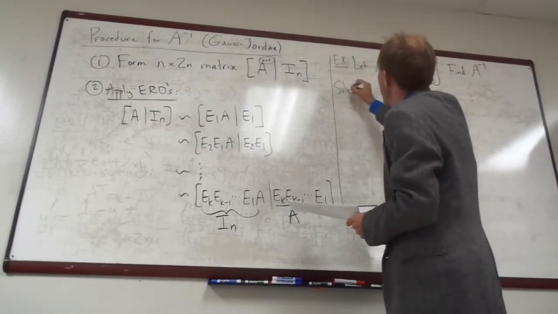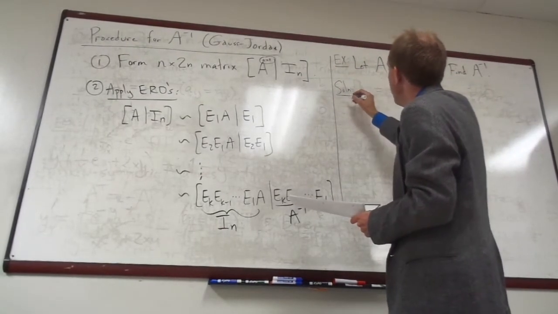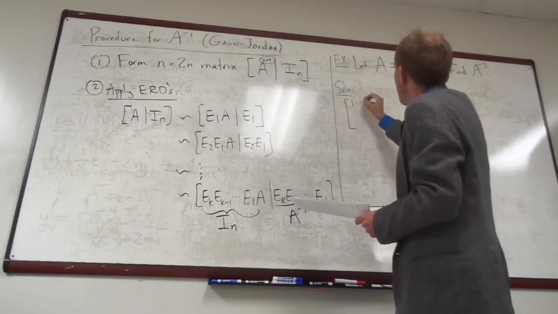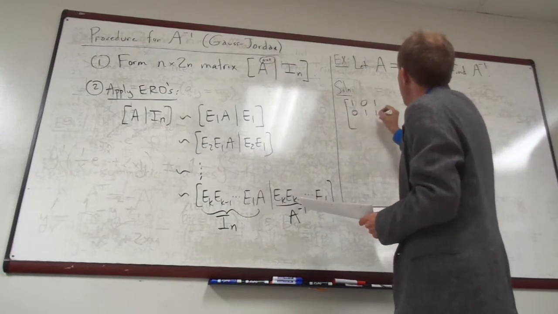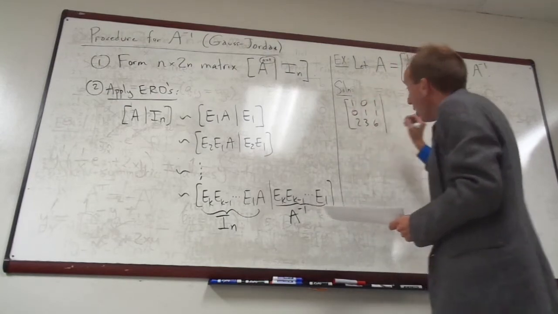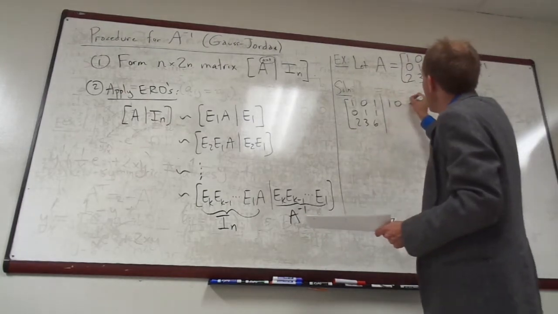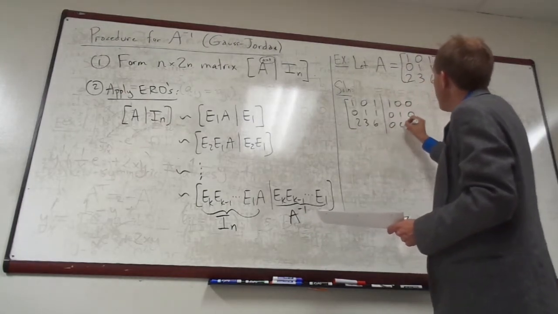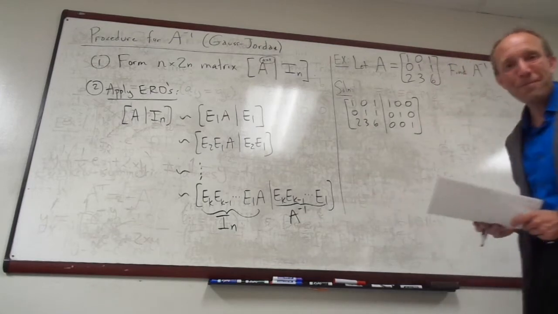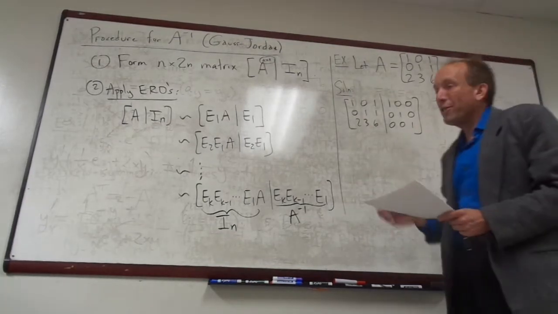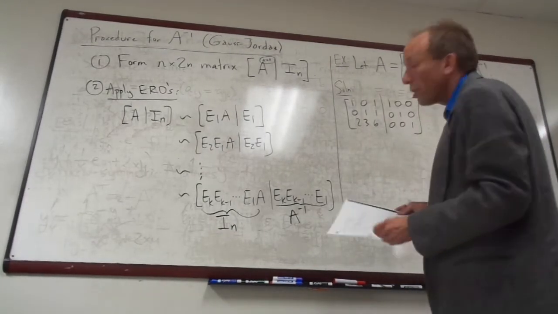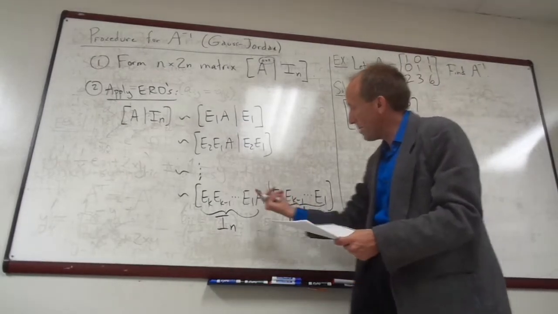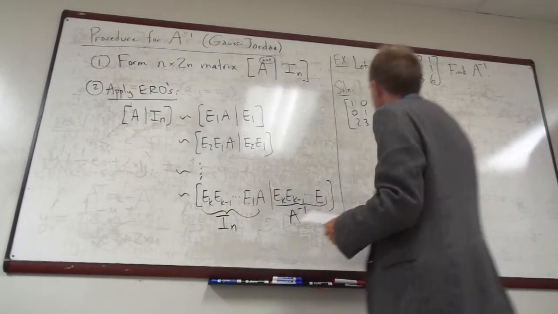So the first thing we're going to do is form the matrix where we put A on the left side. So here's my matrix A. I put a bar in the middle, and then on the right side I'm going to just put the 3 by 3 identity matrix. Okay? Now I just have to do EROs, and my goal in doing these EROs is to try to make the left side become the identity matrix.